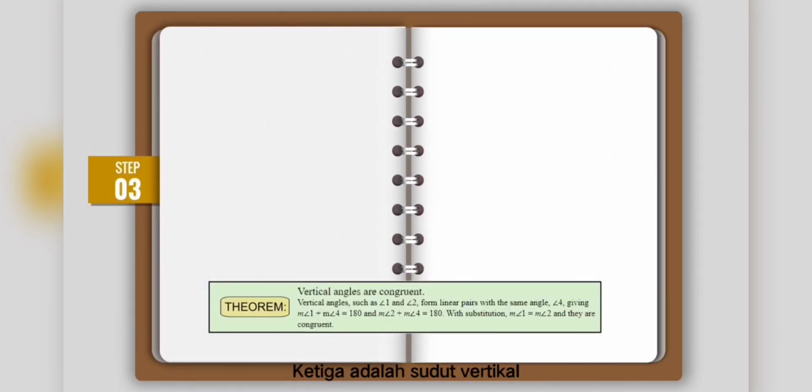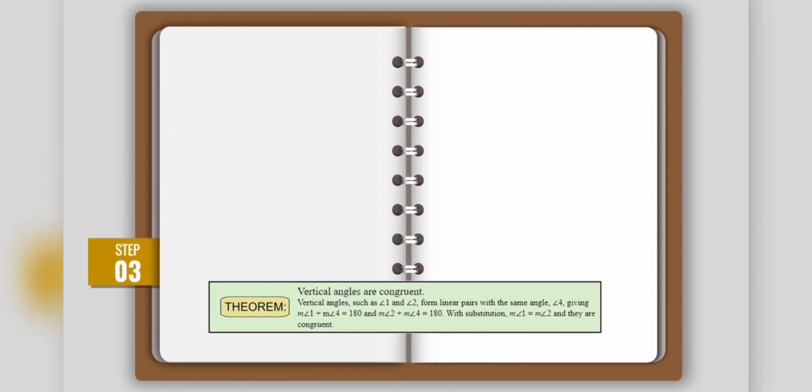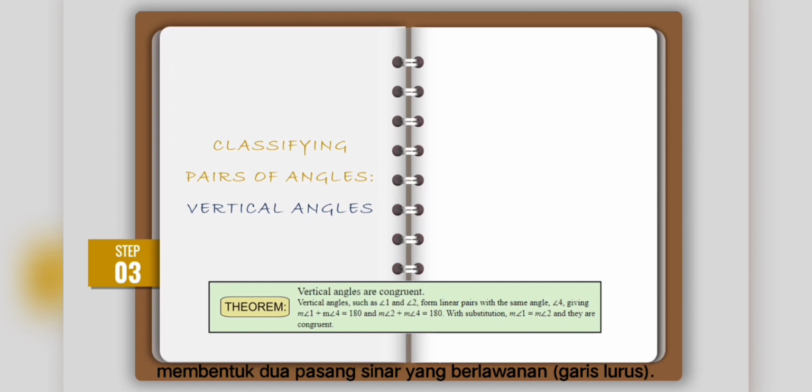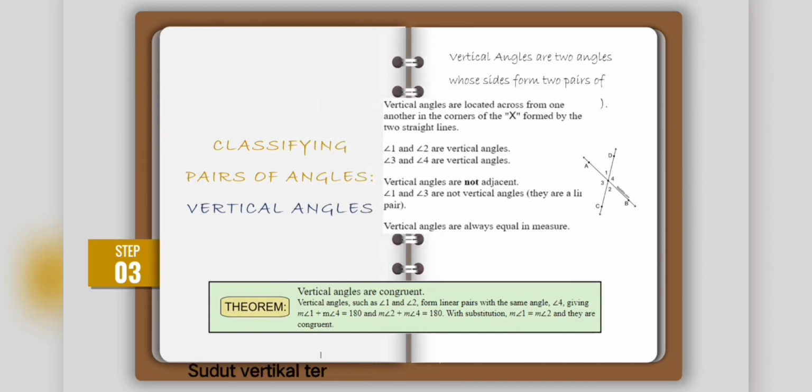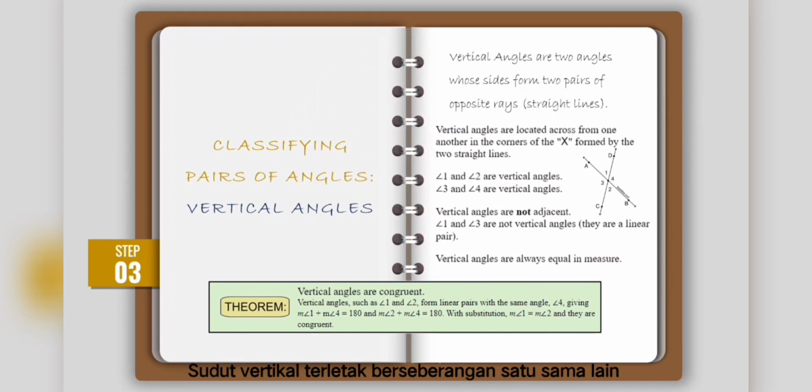The third, vertical angles. Vertical angles are two angles whose sides form two pairs of opposite rays or straight lines. From this picture, we know that vertical angles are located across from one another in the corners of the X formed by the two straight lines.